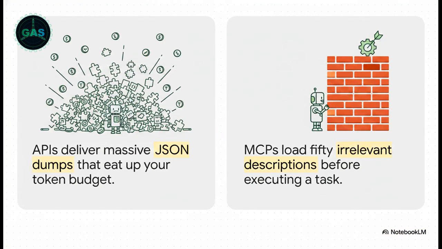Just look at the stark inefficiency of the alternatives here. APIs overwhelm your agent with unreadable, messy code dumps that just eat up your entire token budget. On the flip side, Model Context Protocols force your system to process 50 irrelevant tool descriptions before executing a single task. Sure, MCPs offer great discovery features, but loading up all those descriptions when you aren't even invoking them? That's just pure context bloat, plain and simple.